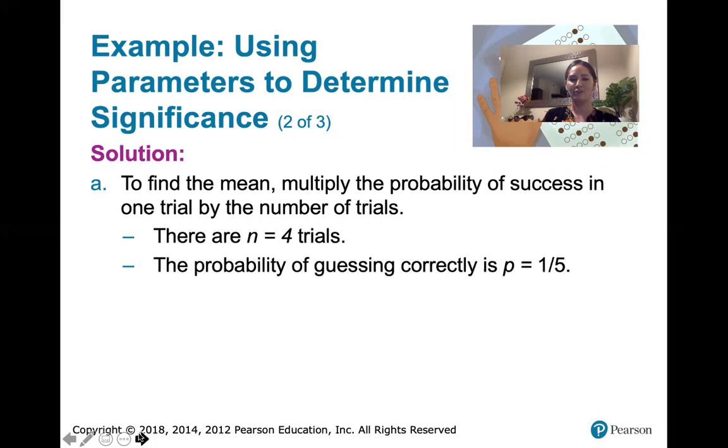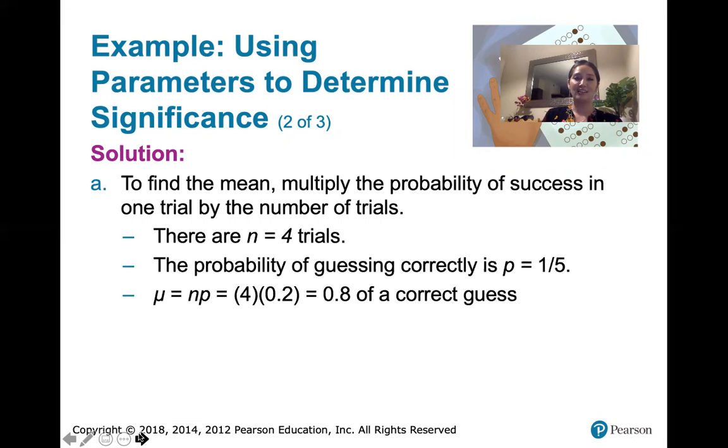So you've got 4 trials, 4 questions. The probability of guessing correctly is 1 in 5 because there are 5 possible answers. So if you take those and you multiply them together, you get 0.8 as the mean.